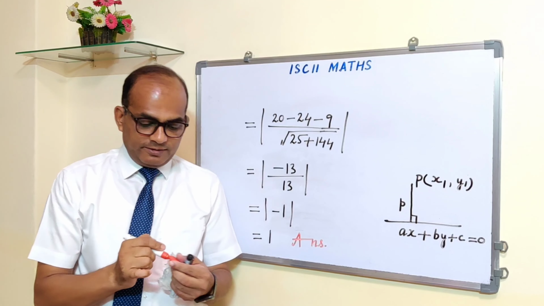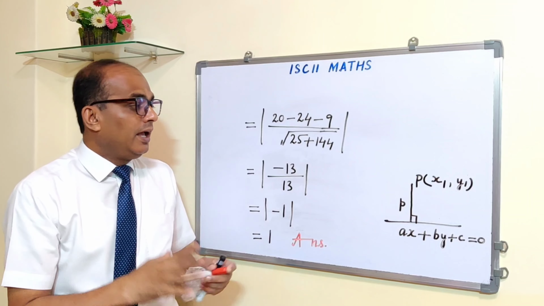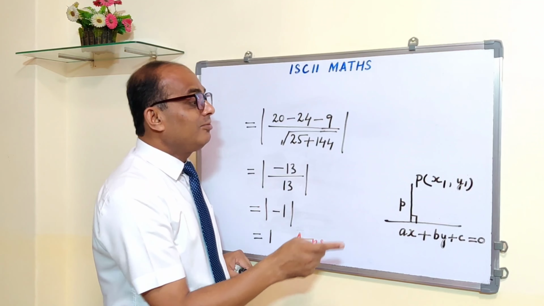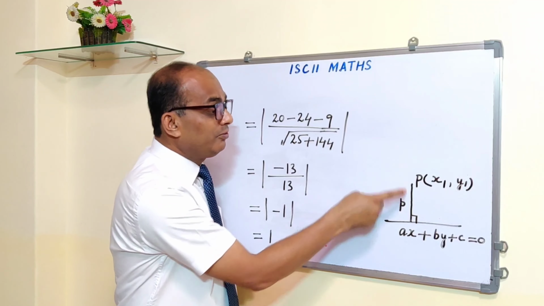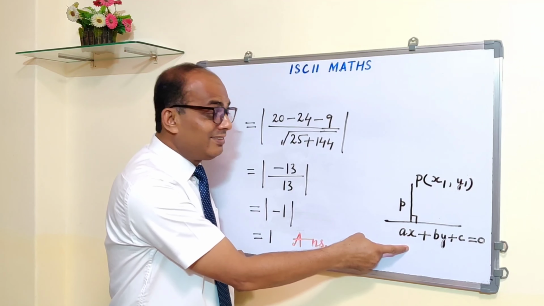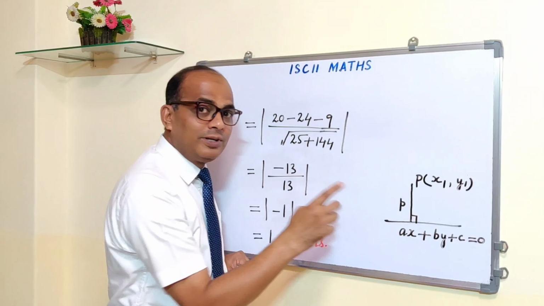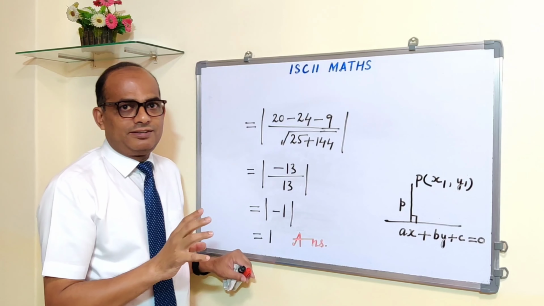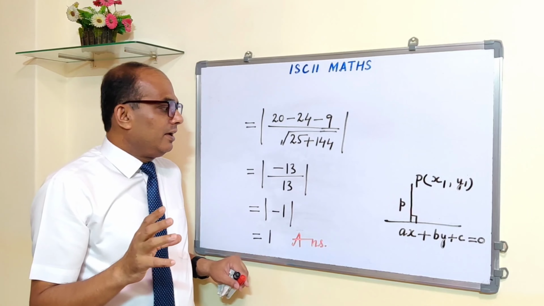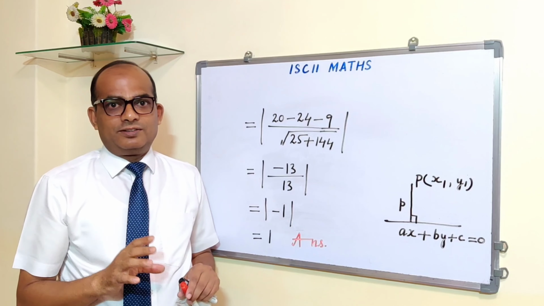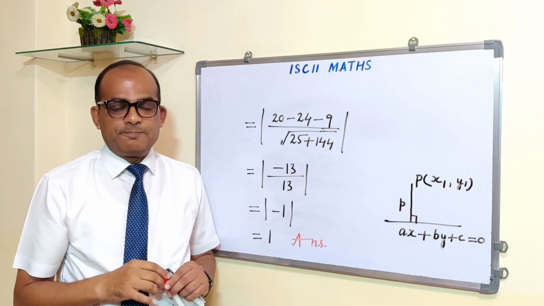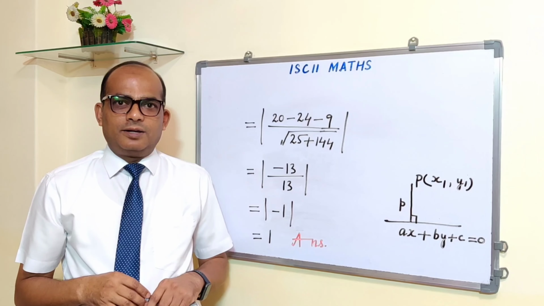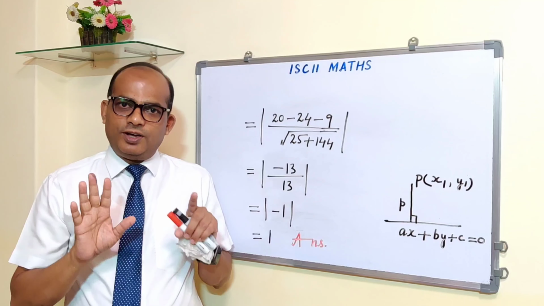Clear, the formula is important, remember the formula. Now see, if the question says the distance of the point P from this line, or the distance of the line from the point P, either way is okay. Distance means perpendicular distance, that means you are going to find the length of the perpendicular. I hope everything is very, very clear.